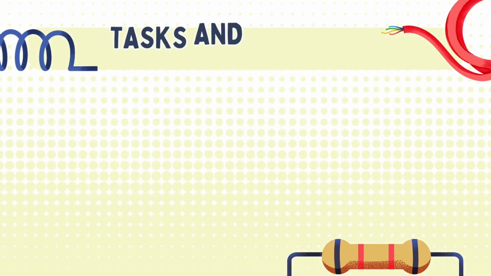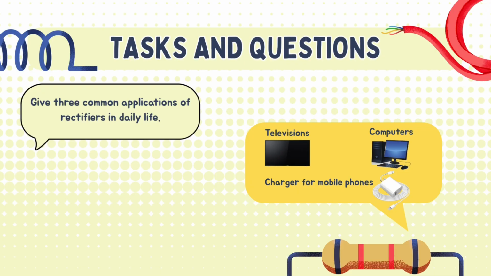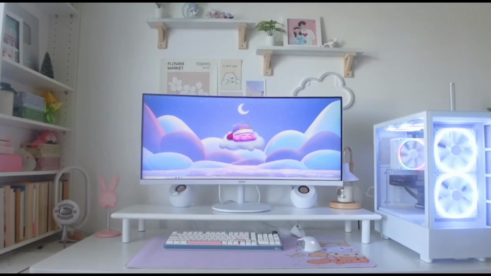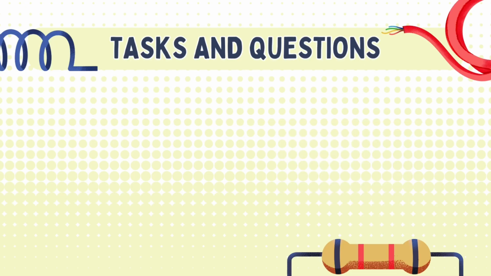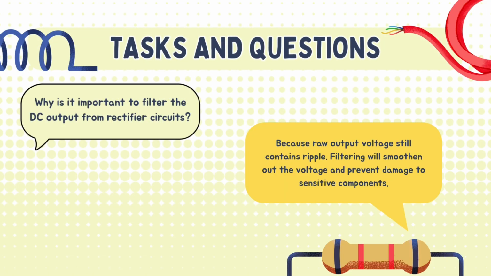By doing this experiment, we can understand better that rectifiers are literally everywhere, like in televisions, computers, and chargers for mobile phones. Other than that, it is also important to filter the DC output from rectifier circuits, because the raw output voltage still contains ripple, and many electronic components, especially digital circuits, require a steady and stable DC supply to work properly. Filtering will smoothen out the voltage and prevent damage to sensitive components. And that's all for the questions. Those are basically the main things we can conclude from the rectifier experiment.